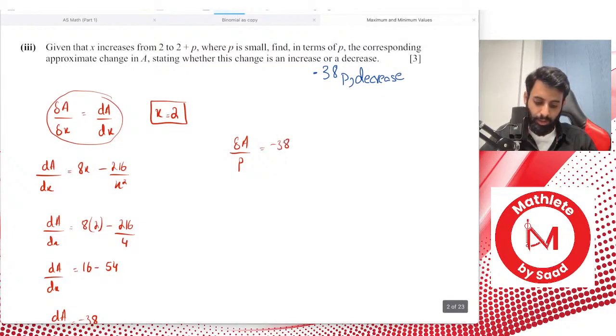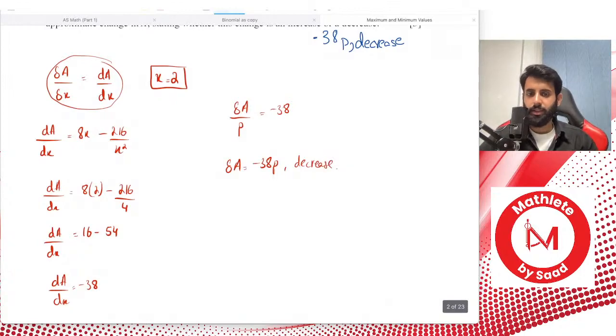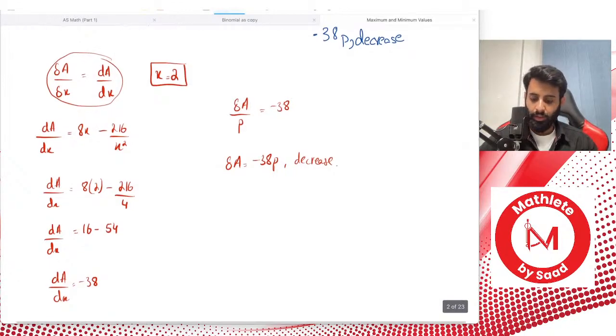Okay, so if you cross multiply, this is equal to minus 38P, and judging by the sign, you can tell that this is a decrease. There you go. That's it. That's your final answer. Okay.